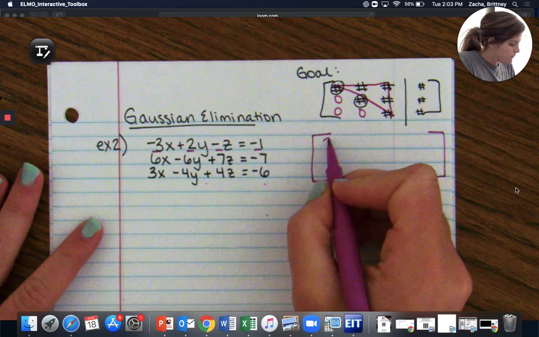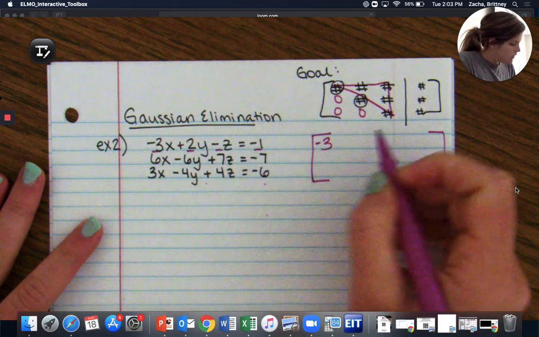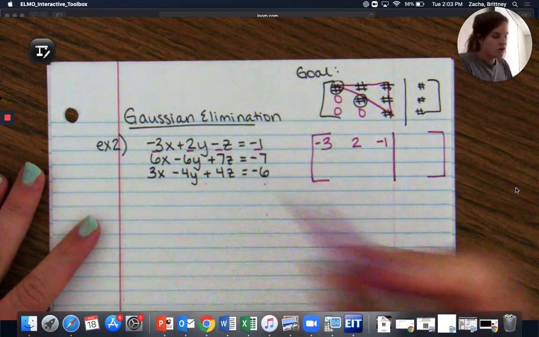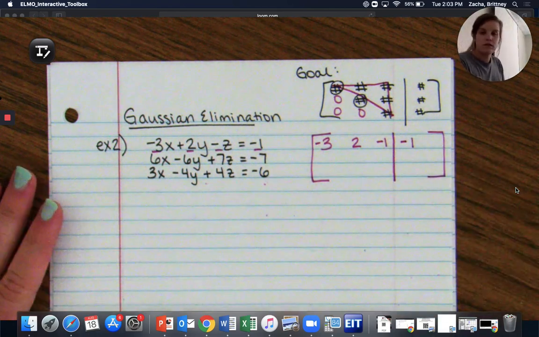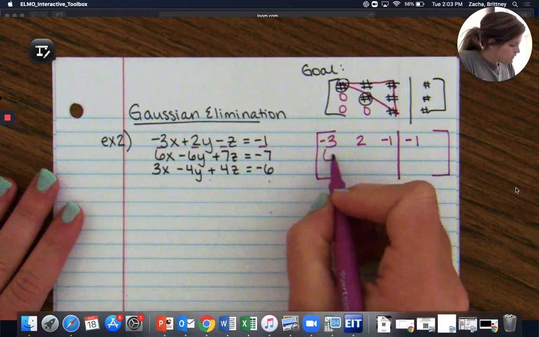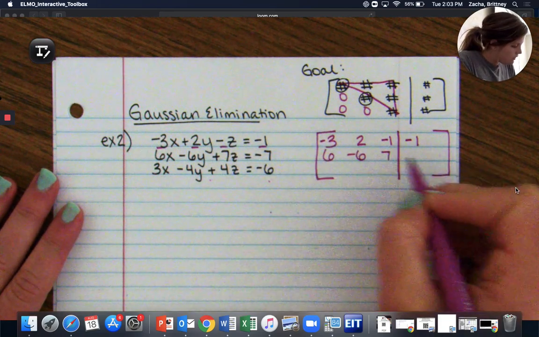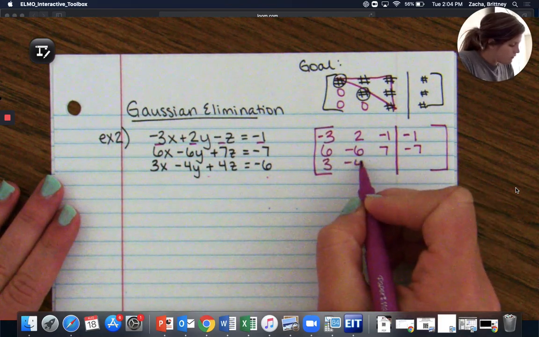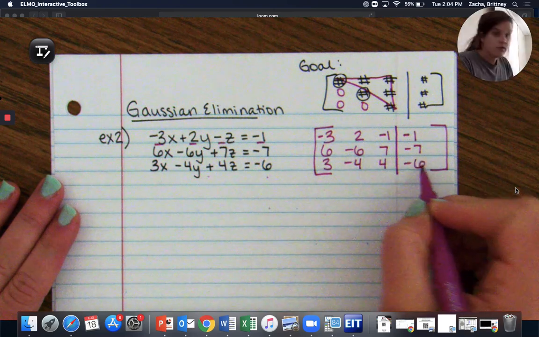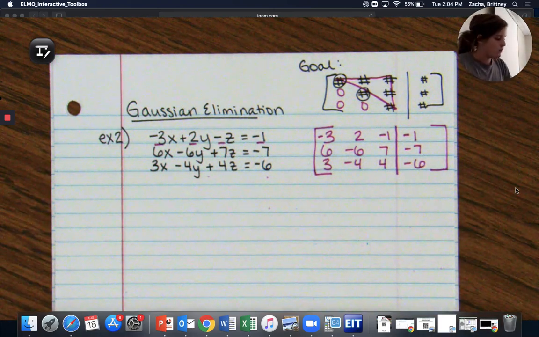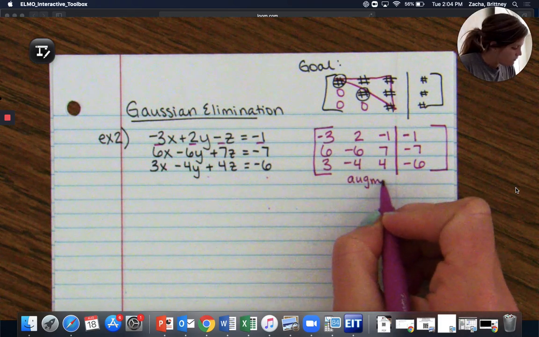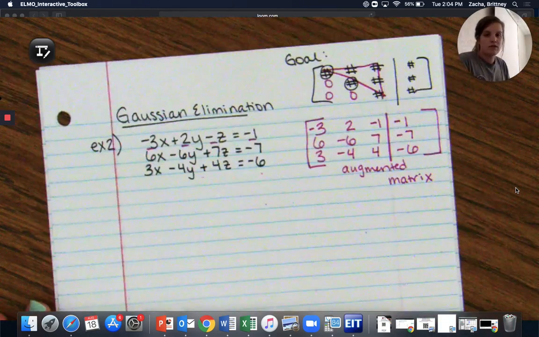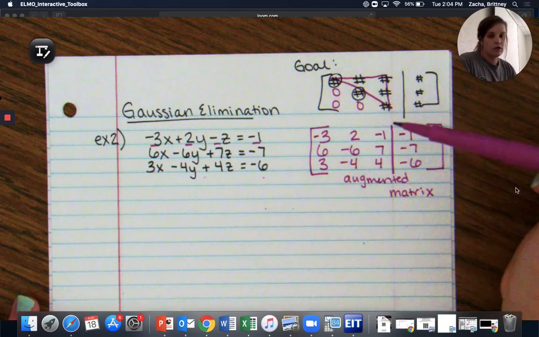Okay, so 3, just kidding, -3, 2, -1, and then we can draw our line to represent that equal sign, and then we can put our constant on the other side, so -1. And then 6, -6, 7, -7. All right, and then last row, 3, -4, 4, -6. Okay, so that's our augmented matrix. And we're going to manipulate that so it gets into this triangular matrix format.